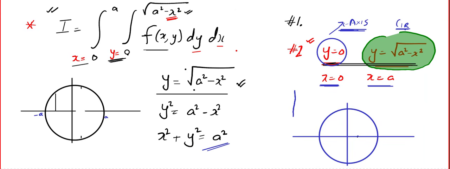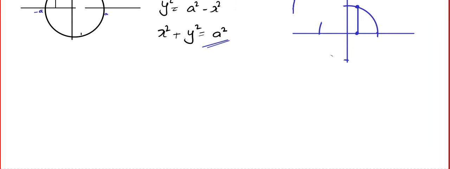Y changes from x-axis to circle, and x changes from 0 to a. So that means they are using a vertical strip in the first quadrant. So now I'll erase the remaining part so that you don't have any confusion. So this is where we have to focus. Now you have to write a dialogue in exam. After changing the order.